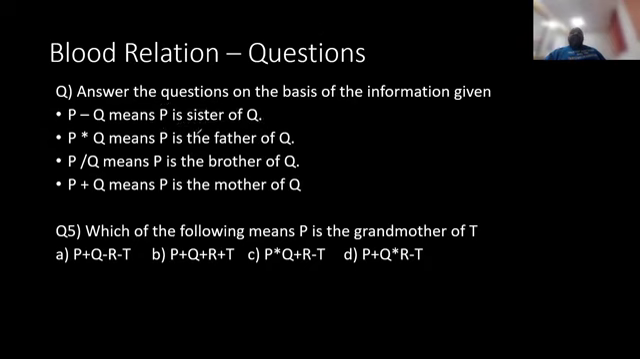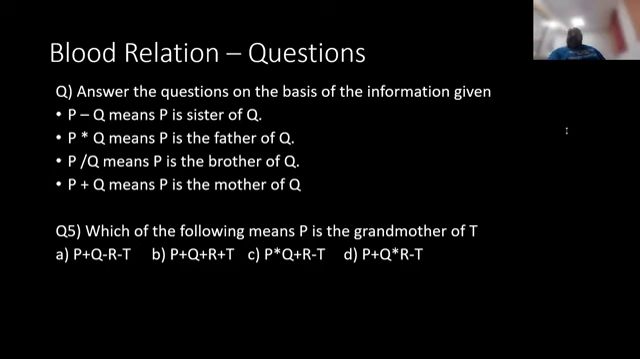P into Q means P is the father of Q. P being the father has to be a male. And they will be in two different generations. Generation gap of one will be there. P divided by Q means P is the brother of Q, which means P is the male. And they have to be in the same generation. P plus Q means P is the mother of Q. Therefore, P is female. And they'll be one generation apart. So this is the kind of information that I get about the gender and generation.